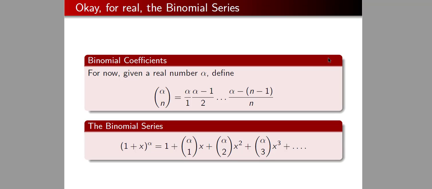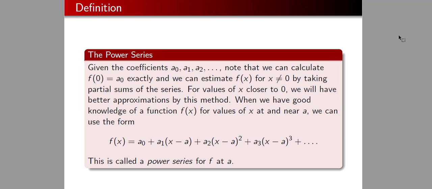And now we come to the one last slide, what this was all building up to, the power series. So given coefficients a0, a1, a2, etc. forever, we can calculate f of 0 exactly, and we can estimate f of x for x not equal to 0 by taking partial sums of the series. For values of x closer to 0, we will have better approximations by this method.